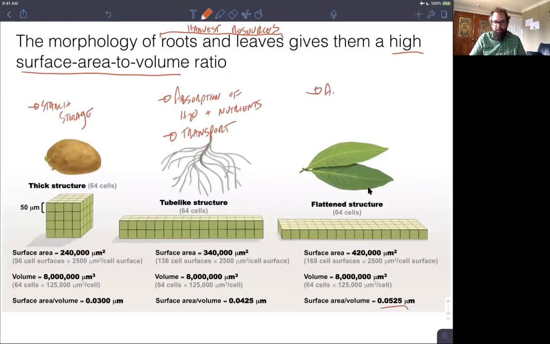And we know that the main role for leaves is absorption of light energy. And so the most efficient way to do that is having this flat structure with this high surface area to volume ratio.